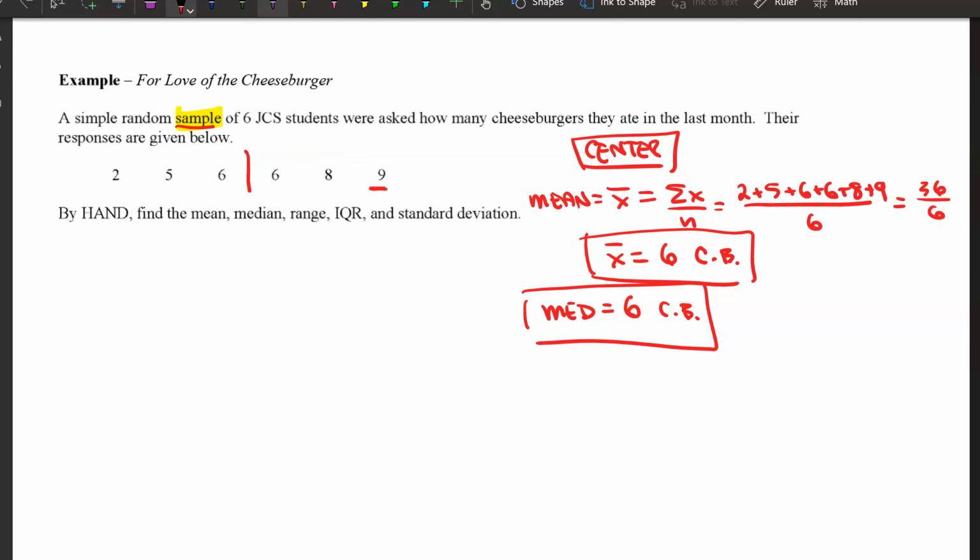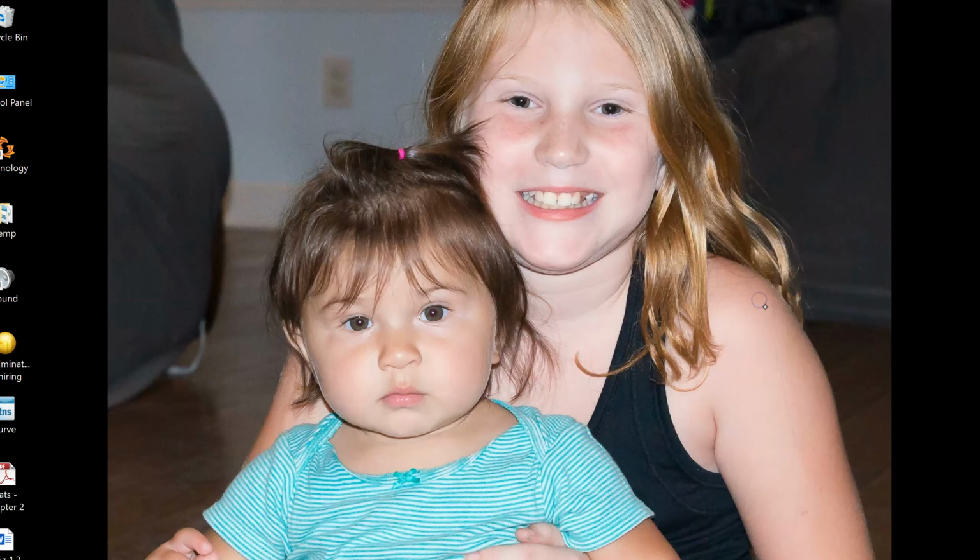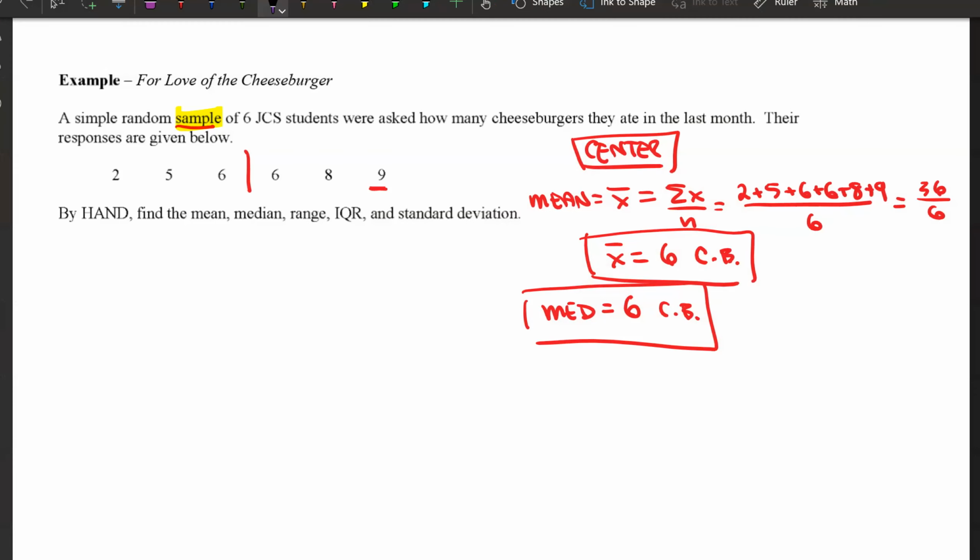And normally I would not calculate the mode, and there's my daughter.